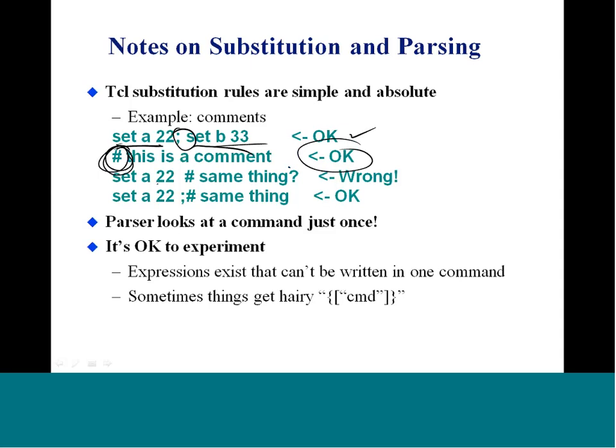Now when we say set A 22 hash, same thing, this is a wrong usage because there is no break. Basically now you can say that A has two or more words and all these are arguments, but set can take only two arguments. So this is not valid syntax and it comes with an error. To correct this we need to include a semicolon in between, where we are now breaking this into two commands, and the second command happens to be just a comment line.